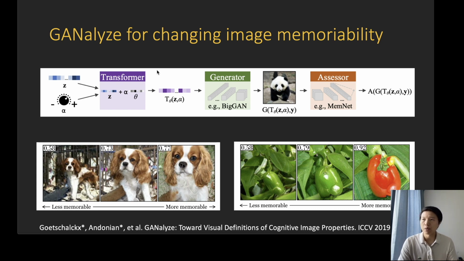Then they can change the memorability of the synthesized images, such as for the stock, they can improve the memorability. When we zoom in, these images become more memorable. And also for these peppers, when the green pepper turns into a red pepper, the image becomes more memorable. That corresponds to our cognitive definitions, so that's a very interesting work. I encourage you to check this paper out. They published it at ICCV last year.